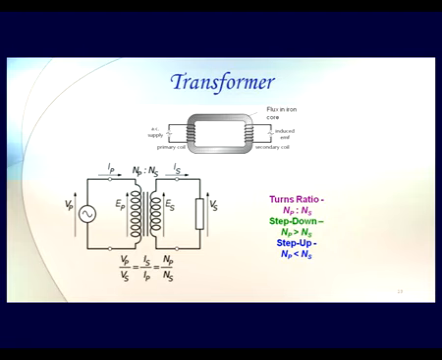and so it is called a step down transformer. We are stepping down the voltage from 230 volt AC to a certain lower value, which is equal to Ns upon Np times V input.